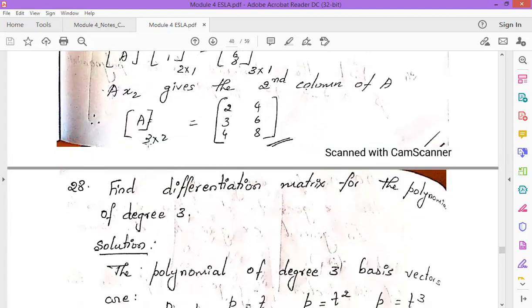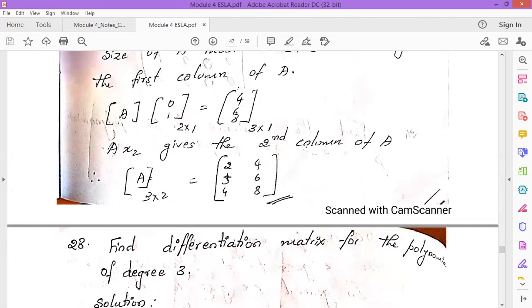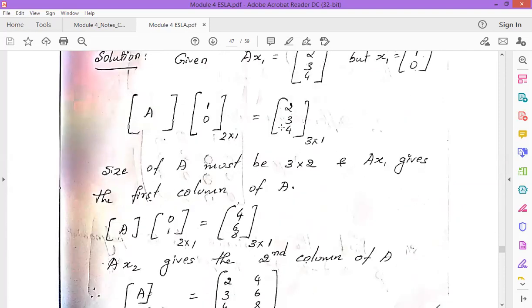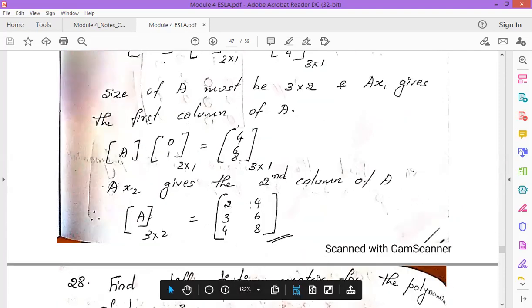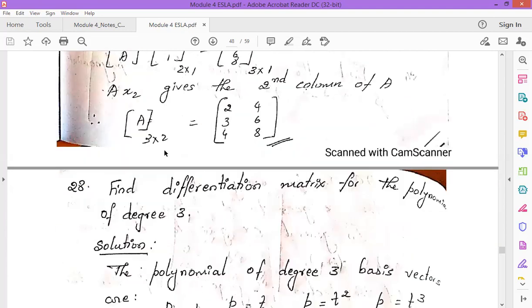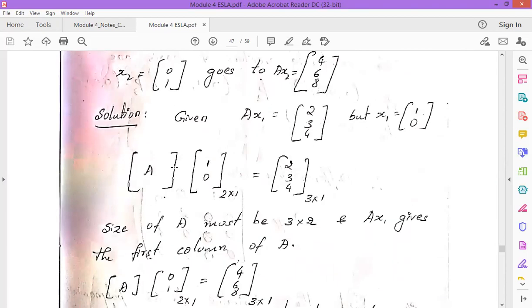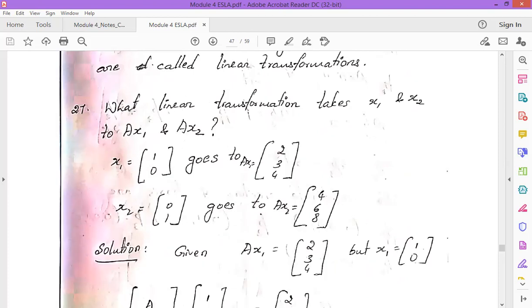So here if you want to consider the matrix A, as I told, it has to be a 3 cross 2 matrix. We can write the elements as 2, 3, 4, 4, 6, 8. Here the first column elements are taken from Ax1, and the second column elements are taken from Ax2. So we can observe that it is of the order 3 cross 2. This is the simple answer, but you should know what to write for this question: what linear transformation takes x1, x2 to Ax1, Ax2?